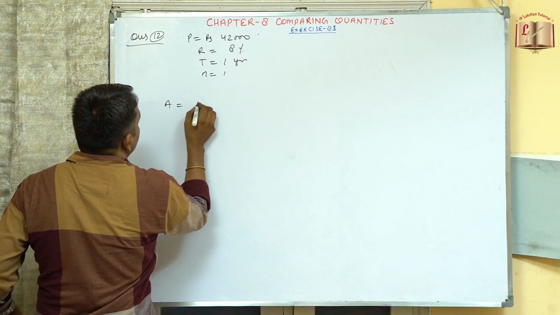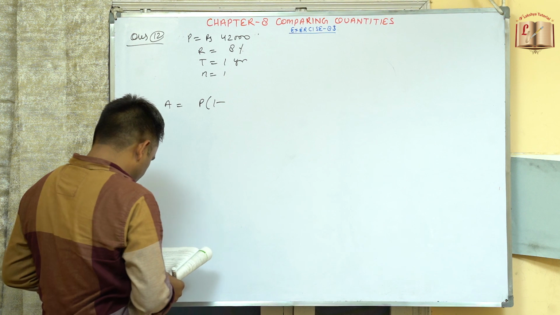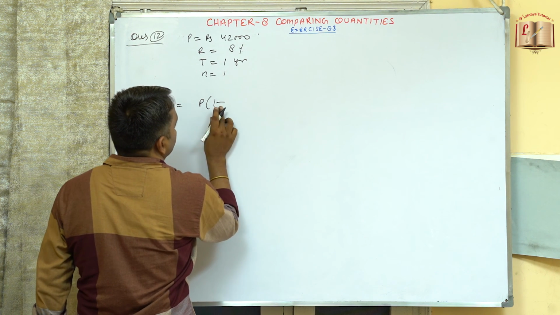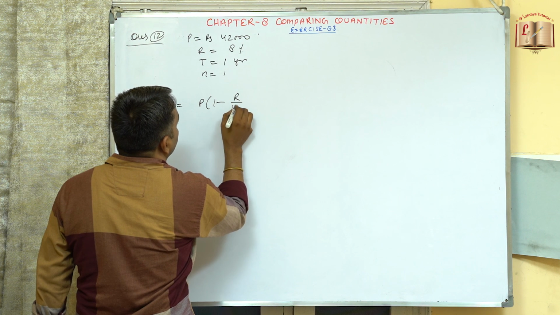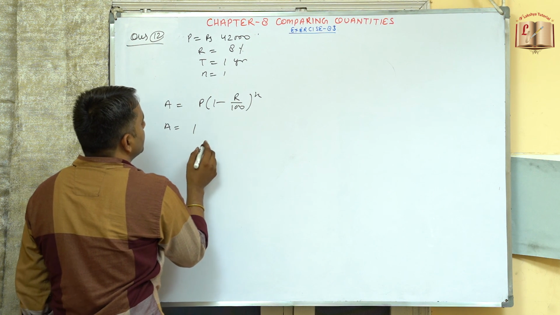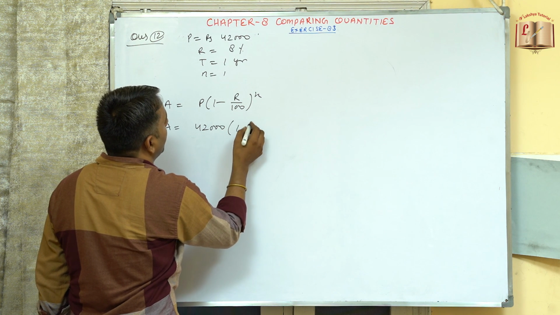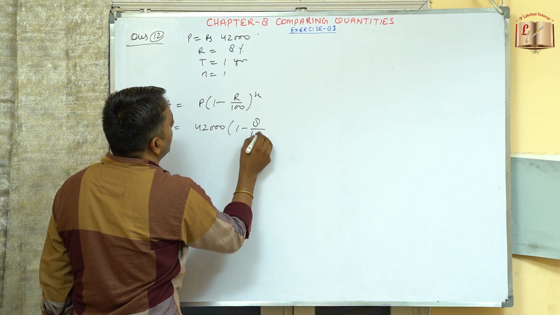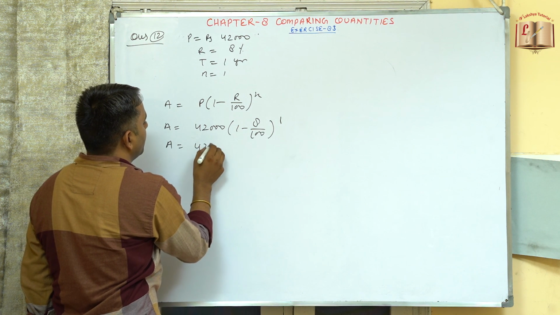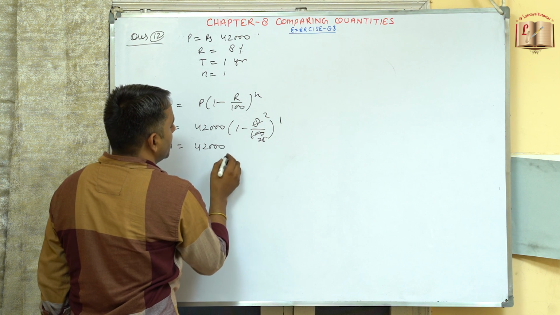So here A will be equals to now P times 1 minus, because its value is depreciating. So depreciating मतलब क्या होगा, decrease होना. So here it will be negative R by 100 to power n. So A will be equals to now P times, P is 42,000, 1 minus rate is 8 by 100 to power n is 1. So A will be equals to now 42,000. This will be 4 2 ja 4 20 25.